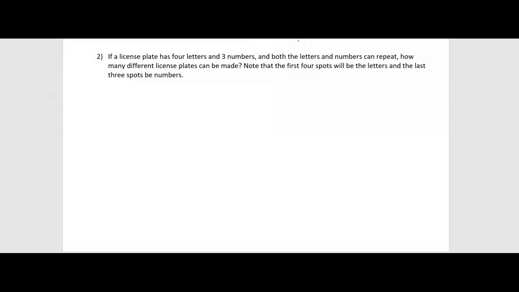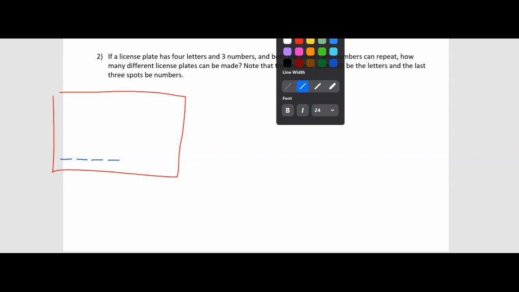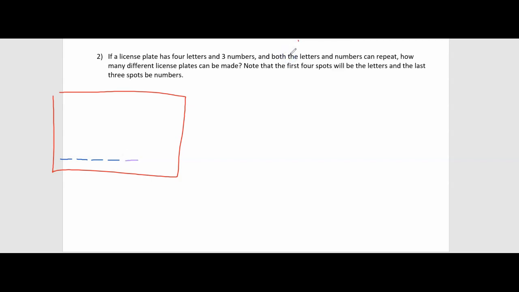Let's sketch a little diagram, though. It might make it a little easier to understand. I've got 7 spots here. First 4 must be letters. Second 3 must be numbers. So we're going to treat each of these slots as its own event. And if we can figure out the total number of outcomes for each slot or each space on the license plate, well, then we can multiply them all together to get the total number of outcomes.